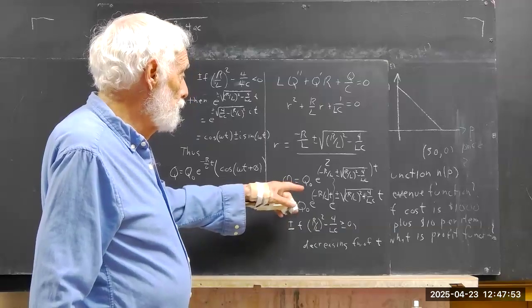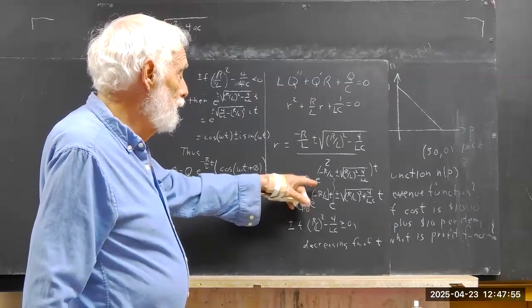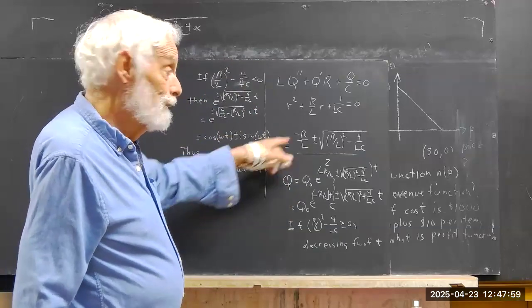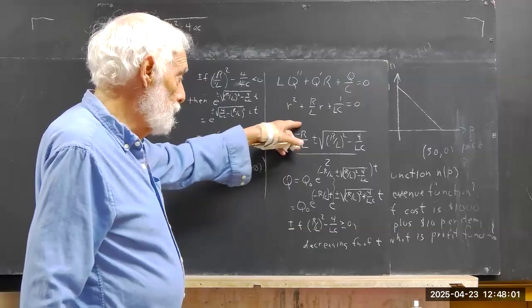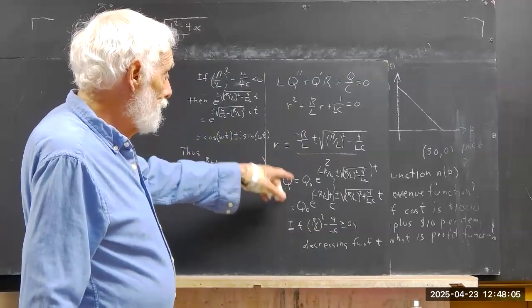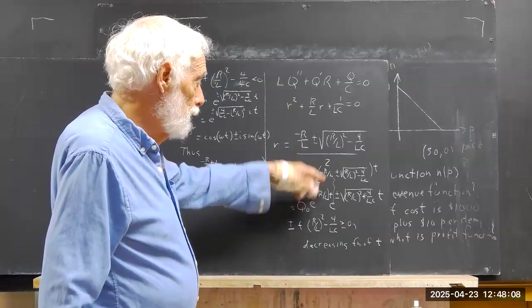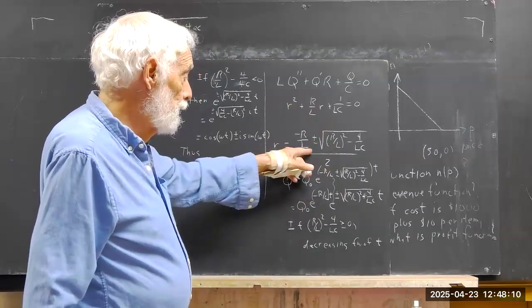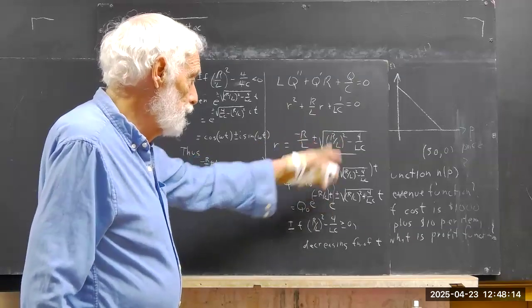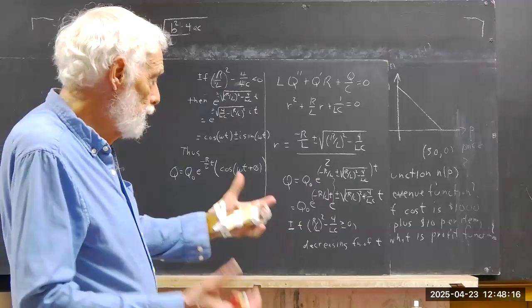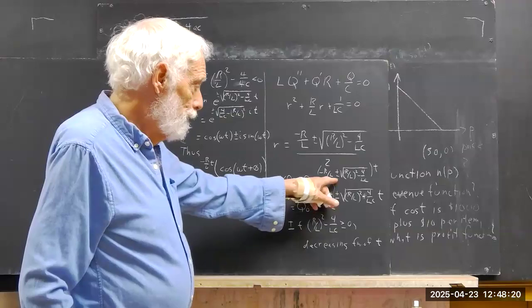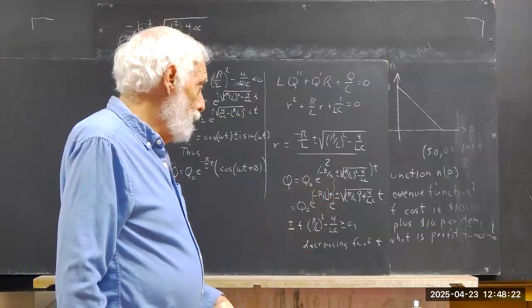So Q equals Q naught e^(rt), where little r is characteristic. We've got a big R, that's your resistance. So this should be Q naught e^(rt), where r is this. I've got the plus or minus, which obviously gives you two solutions, but that's okay, we'll worry about that in a minute.